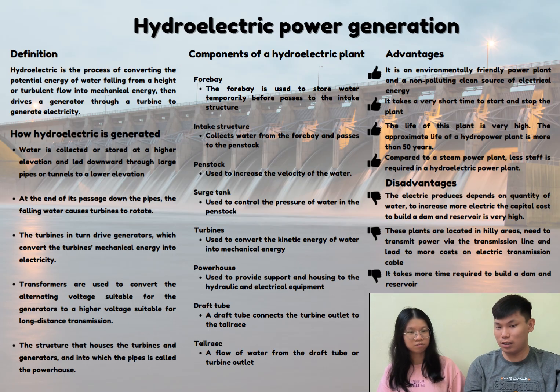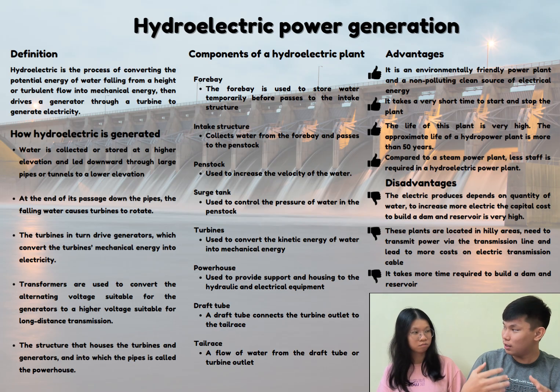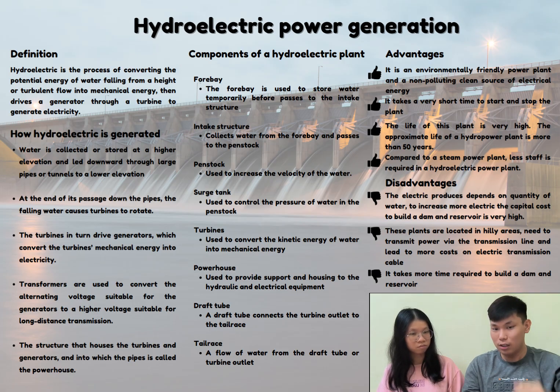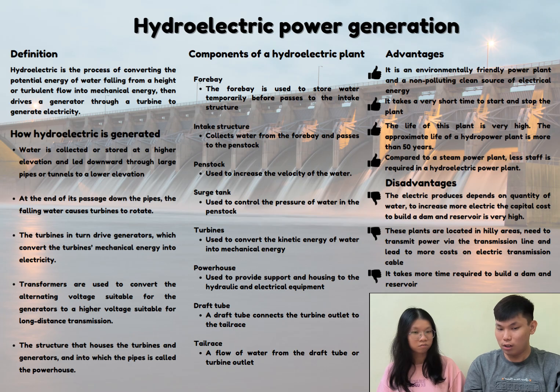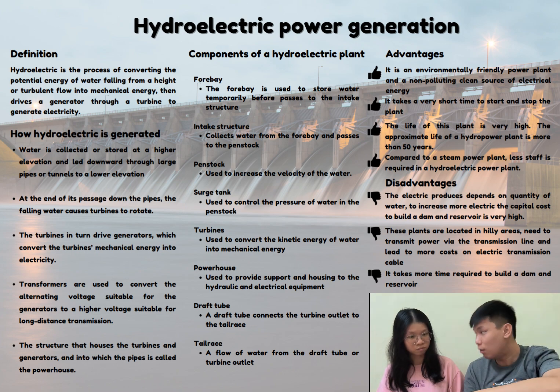Okay, the next one is the intake structure. The intake structure is a structure that lets the water intake, easily understood as where the water goes out from a higher place. The next one is the penstock, used to increase the velocity of the water. So the penstock is a place to let the water drop.